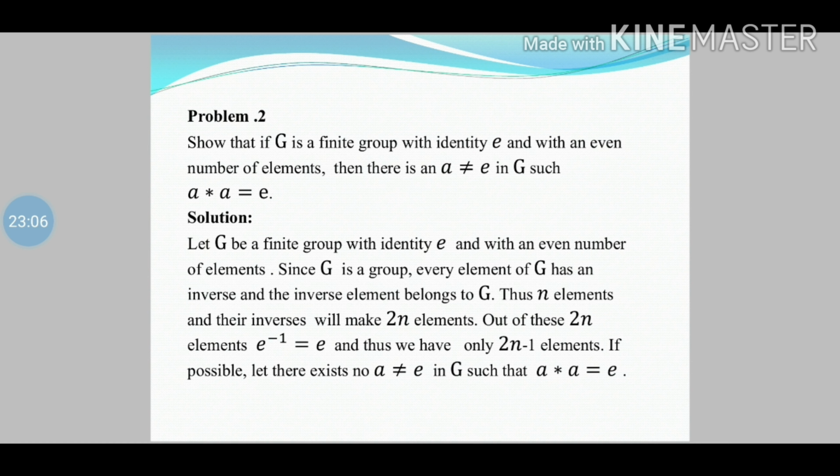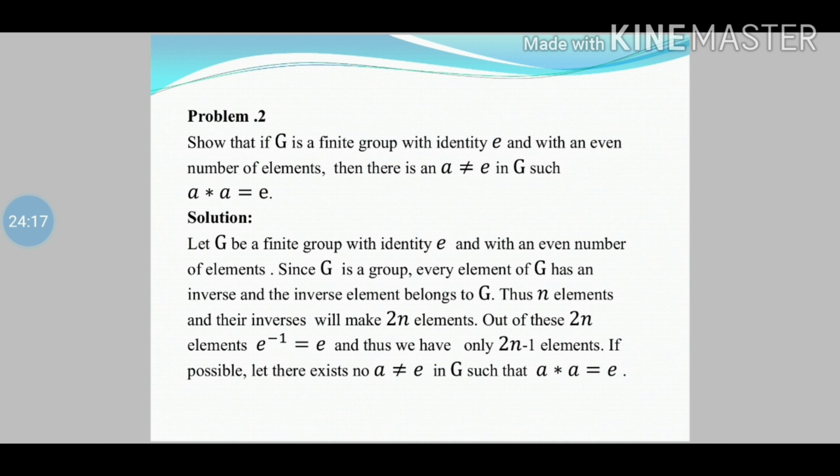Next problem is, show that if G is a finite group with identity e and with an even number of elements, then there is an element a not equal to e in G such that a * a = identity. So the property of the group is like this. G is a finite group. G contains an even number of elements. Now we want to prove that there exists a non-identity element a which has the property that it is its own inverse, that is a * a = identity.